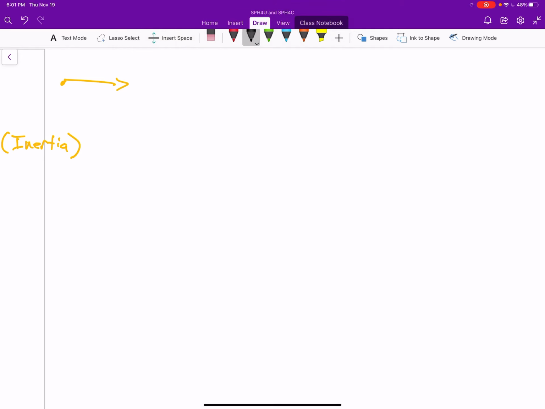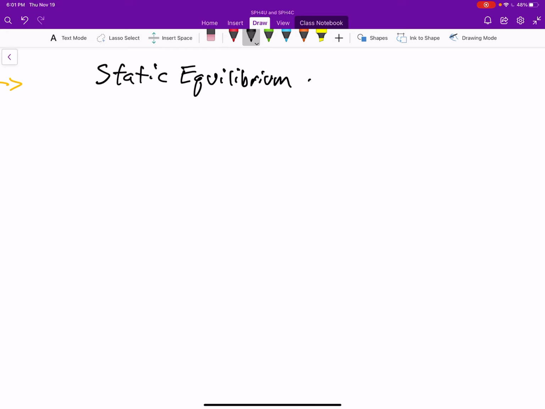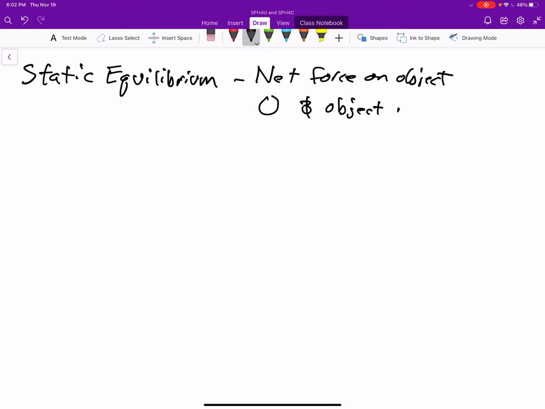It is also worth mentioning that there are two types of equilibrium. There is what's called static equilibrium, and static equilibrium is when the net force on the object is 0, and the object is not moving.